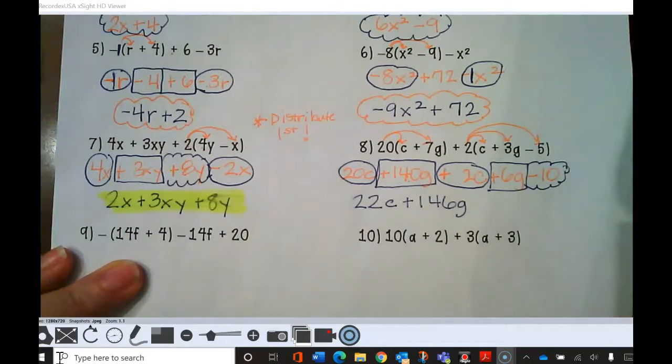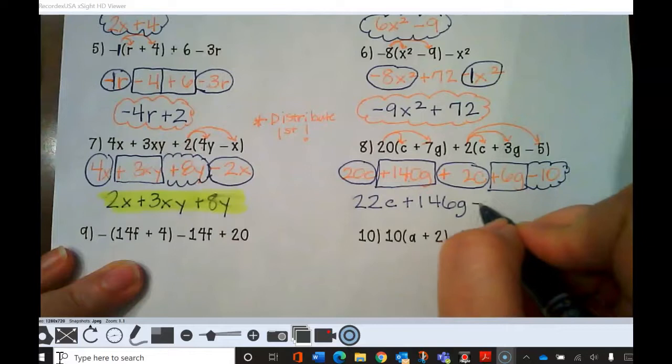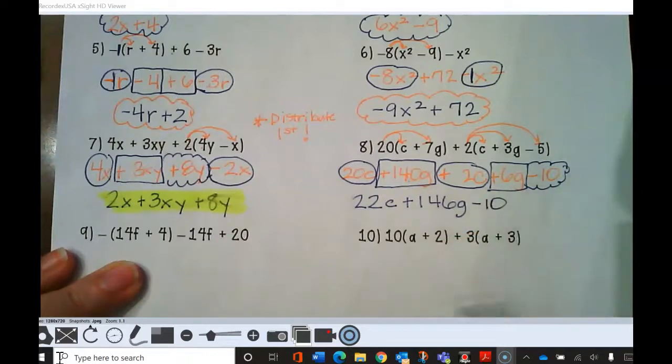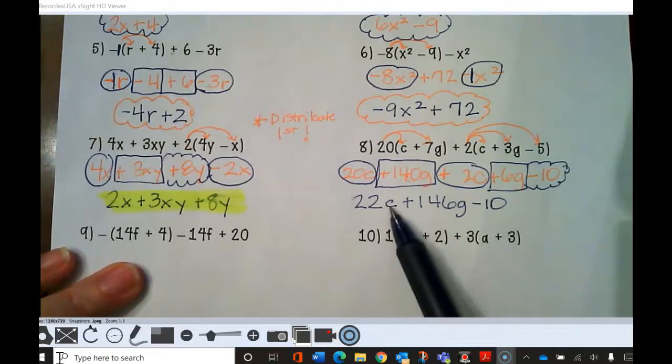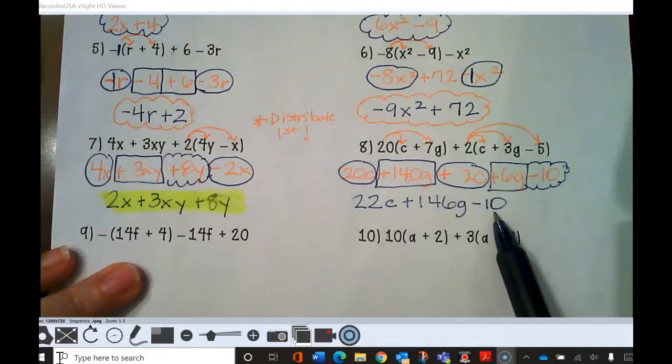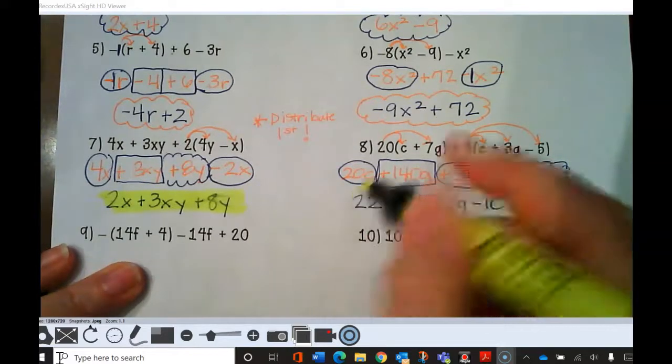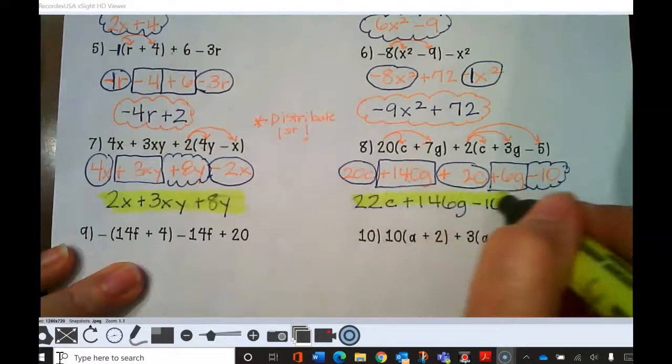So once you put a mark around it, you know you've worked with each term of your expression. And you're finished. It's always a good idea to double check at the end to make sure you can't combine any more in case you made a careless mistake. We have c's, g's, and a constant. So you're finished. Box or highlight your final answer, and you're good to go.